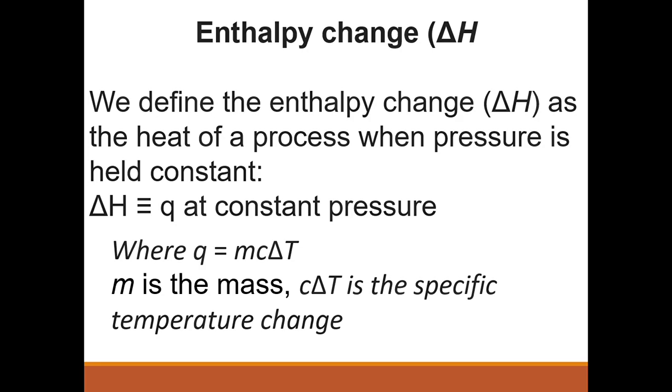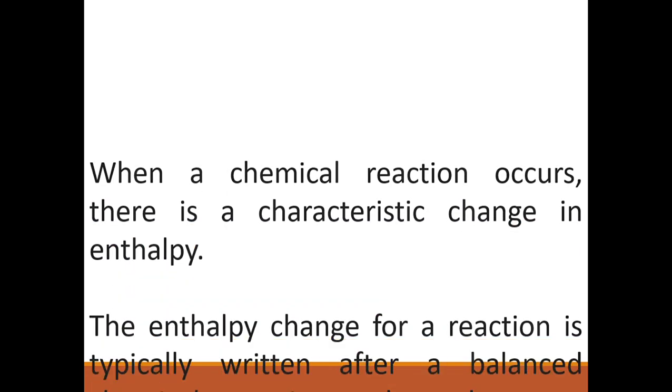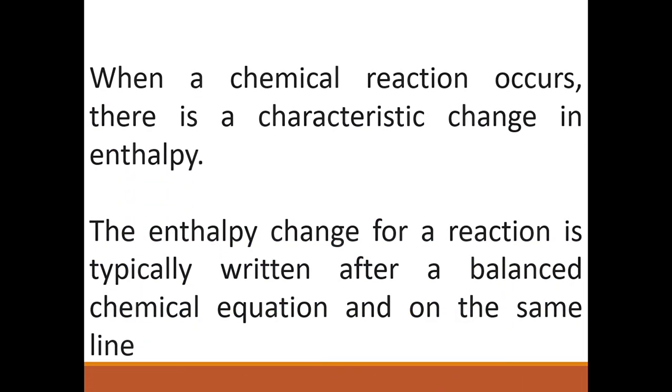That is, delta H is equal to Q at constant pressure, where Q is equal to mc delta T, where m is the mass, and c delta T is the specific temperature change. When a chemical reaction occurs, there is a characteristic change in enthalpy. The enthalpy change for a reaction is typically written after a balanced chemical equation and on the same line.